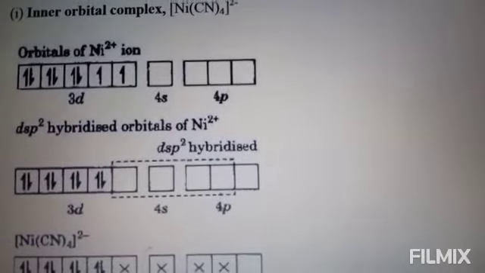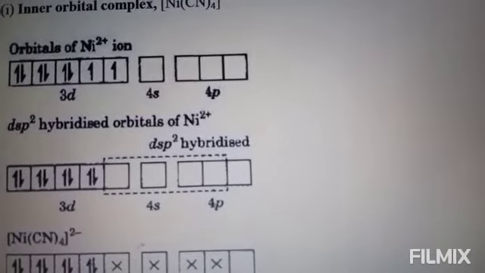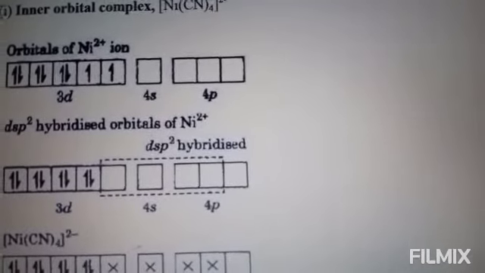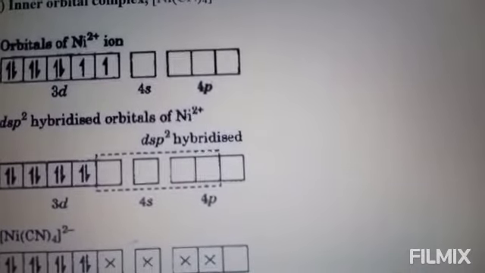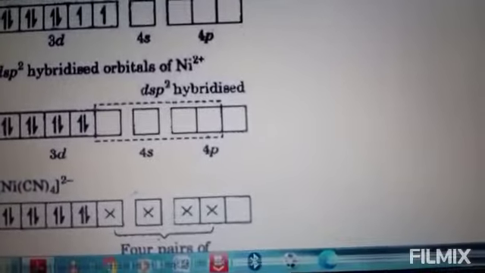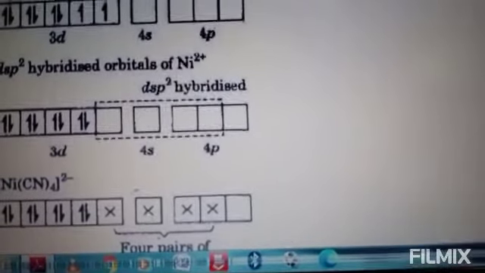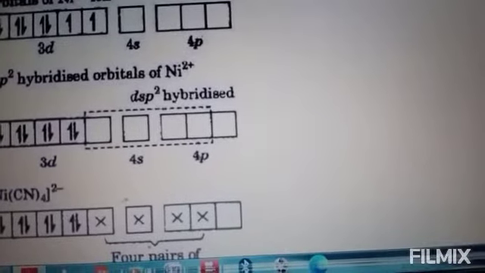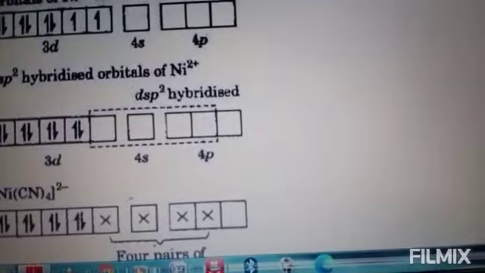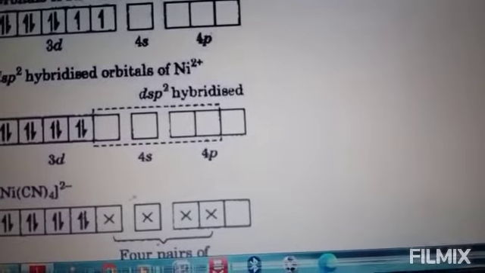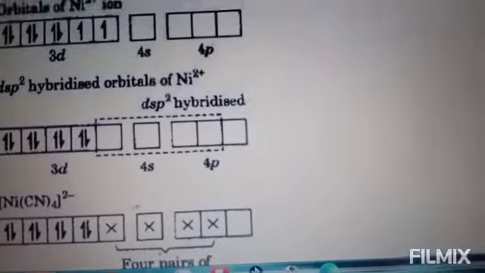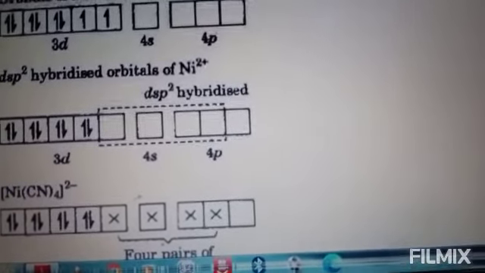Clear? So in order to use that, you need to rearrange the electronic arrangement in 3d. That means 1 electron which is in the 5th 3d orbital is shifted to the 4th 3d orbital. Now 1 orbital becomes free. So in the hybridization we have 1 from 3d, 1 from 4s and 2 from 4p. So the hybridization becomes dsp2 hybridization. So [Ni(CN)4]2- has dsp2 hybridization.